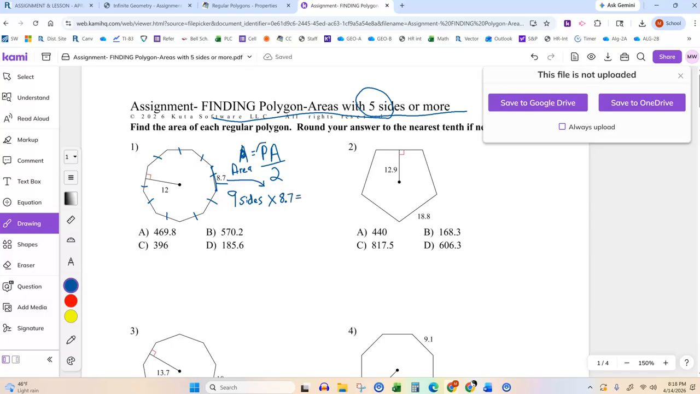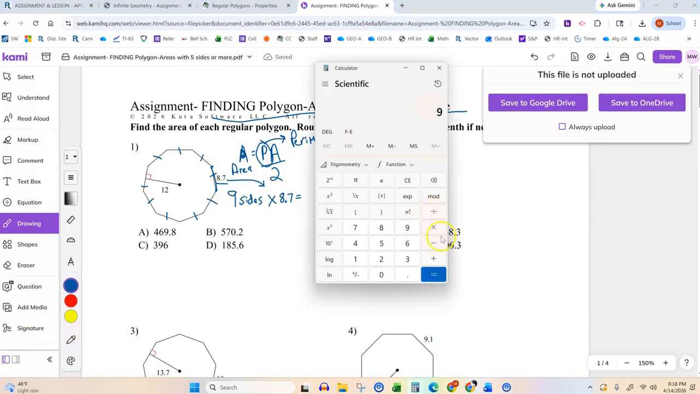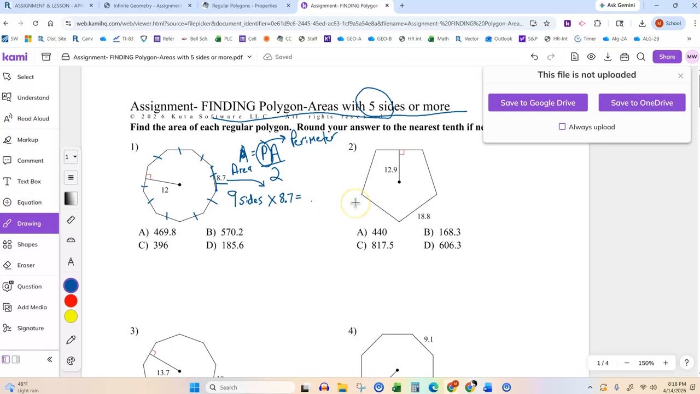Okay, so that's going to be the P, or the perimeter, which is the distance all the way around. Okay, so use your calculator to do that. 9 times 8.7 equals, so that's 78.3.